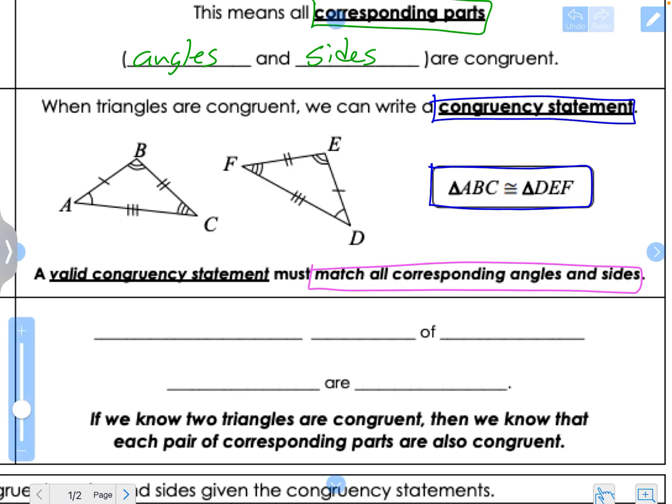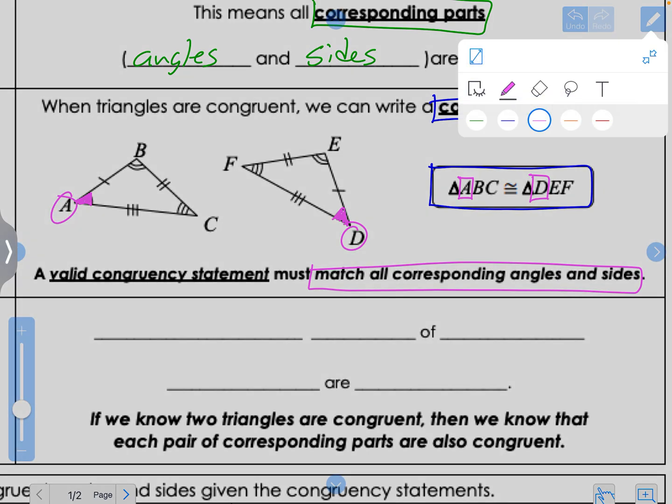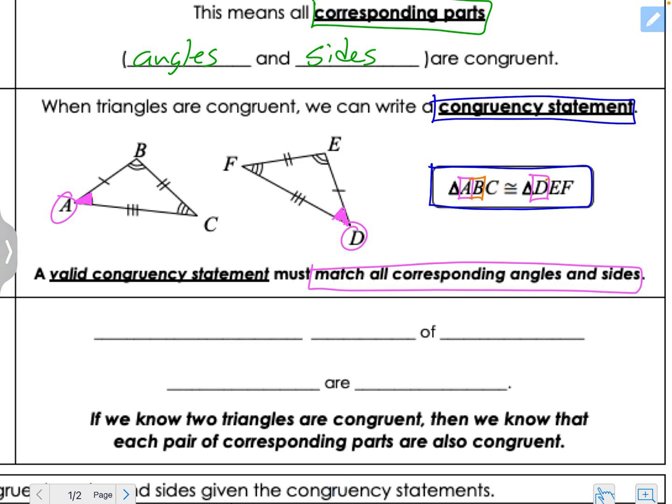And so what that means is that if they put letter A first and letter D first, angle A must match angle D and be congruent and be identical, which means that angle B and angle E must also be congruent. Same thing for C and F. Sorry, I'm trying to make these look a little pretty.